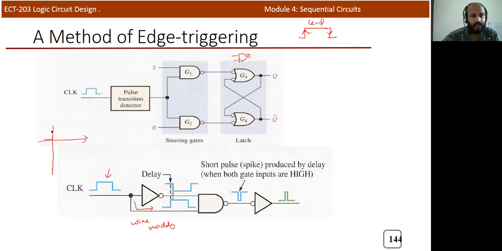This is the original clock signal we are applying, and we know that this is a NOT gate. When the signal passes through the NOT gate, we expect an output from instant 0, but there is a small propagation delay, so the output will change only after some duration. But the other path is a wire, and in the case of a wire there is no propagation delay, so exactly the clock signal you will get at the same time.